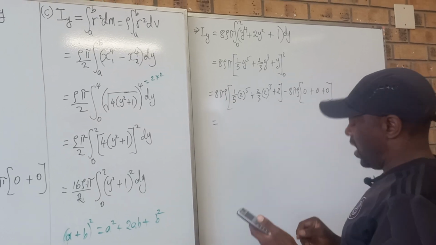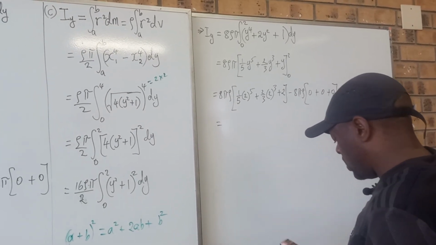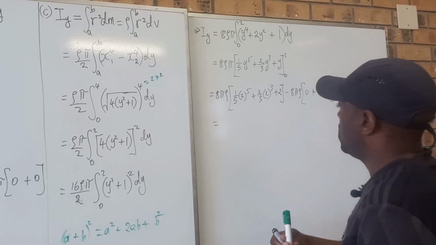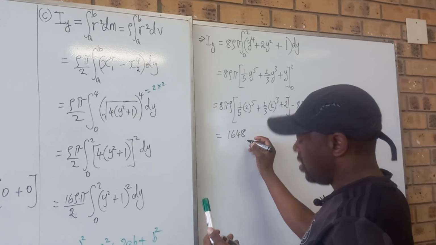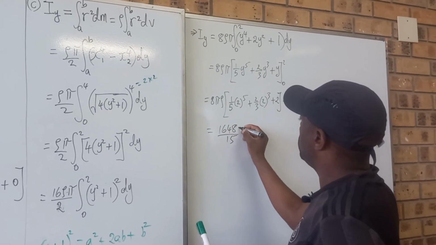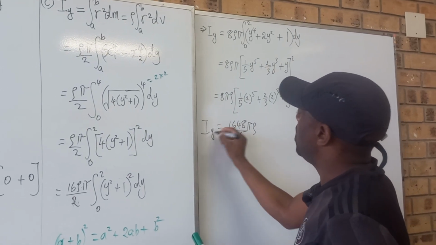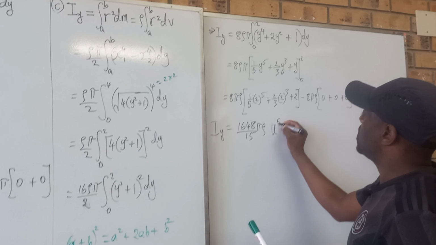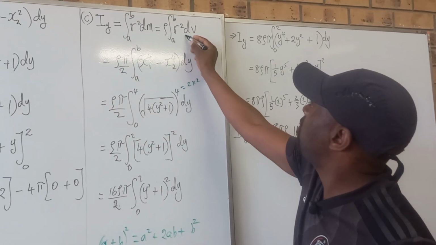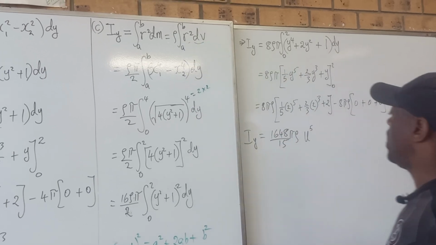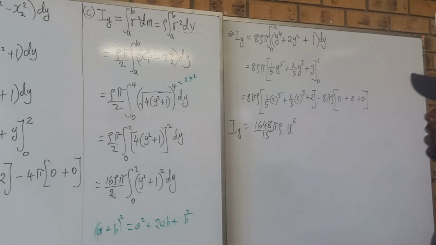Then I multiply by 8 outside, times 8. That gives me 1, 6, 4, 8. So I get 1648 over 15 pi density. So that is my moment of inertia. If I'm interested in unit, I can just put u to the power 5. Coming from there, volume was u cubed, and that is u squared. So that's how easy it is, guys, to get your moment of inertia.